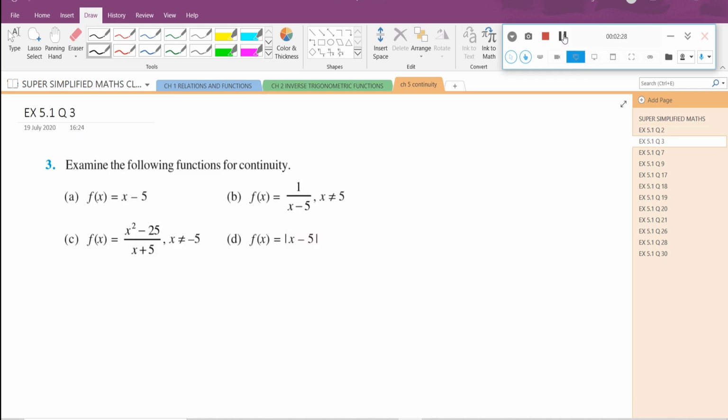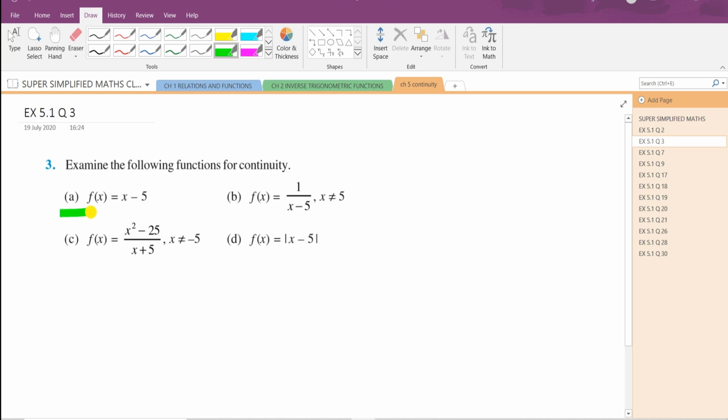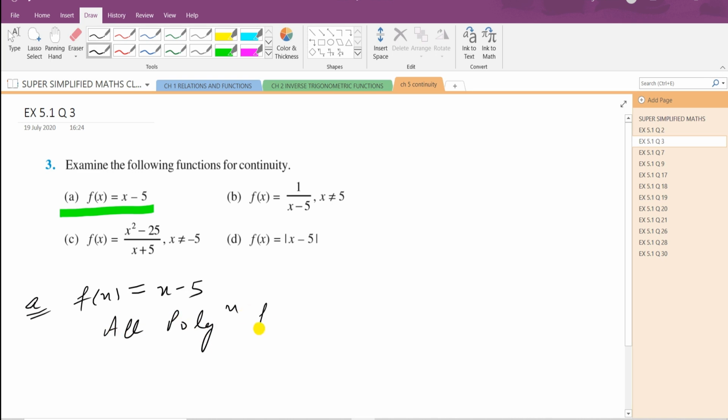Now the next question is question number 3, and you have to examine the continuity of the following functions. Now we are discussing part A. In part A, the function is f(x) equals x minus 5, which is a polynomial function. And in my last video, I discussed that all polynomial functions are continuous. So you can simply write all polynomial functions are continuous, and hence this particular one is also continuous.